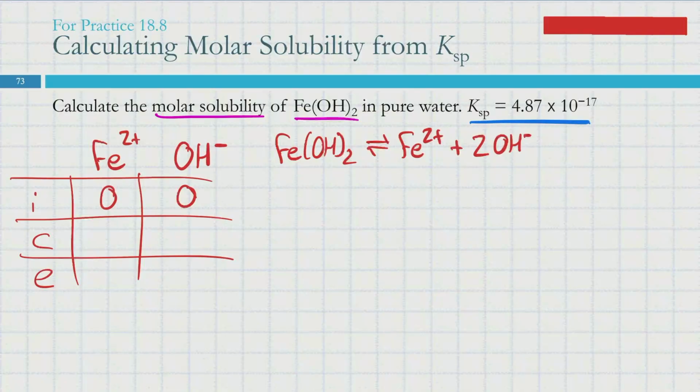Okay, so our changes: we've got no iron or hydroxide initially, so we're going to be gaining these. For iron 2+, we're going to be gaining S. We've got an invisible coefficient of 1 on there. For hydroxide, we have a coefficient of 2, so we're going to be gaining 2S. We'll have twice the concentration of hydroxide compared to our iron 2+. So at equilibrium, we'll have S, and we'll have 2S.